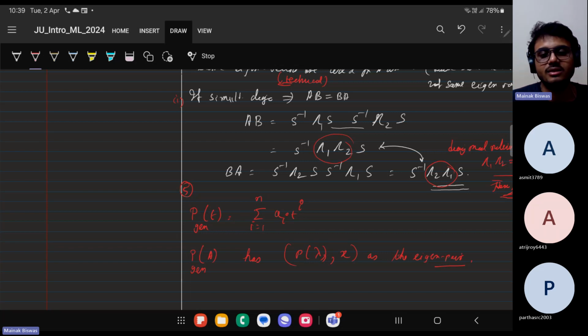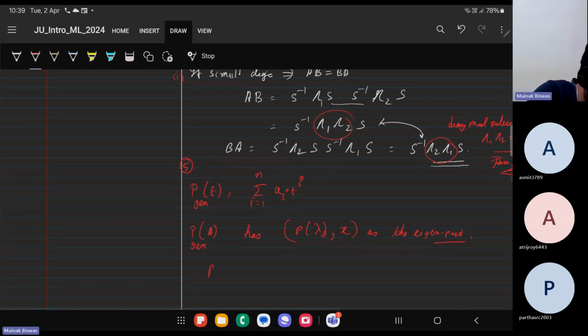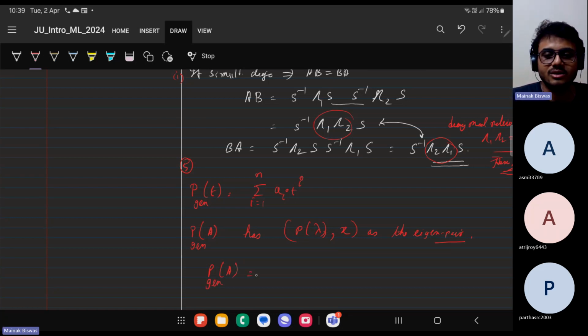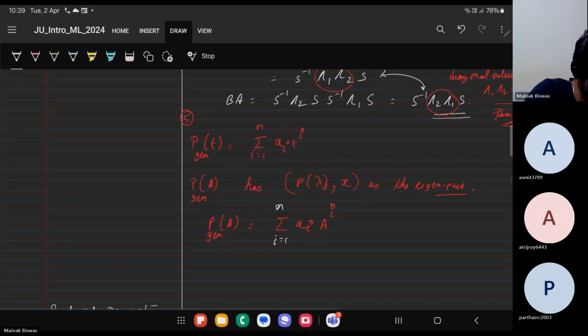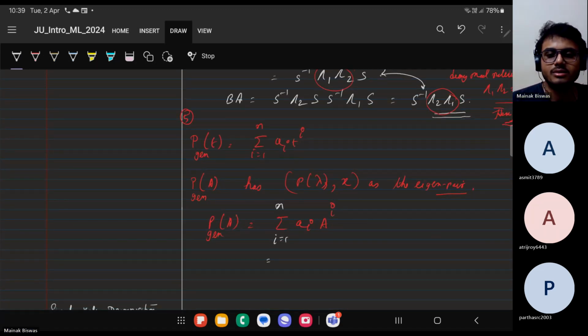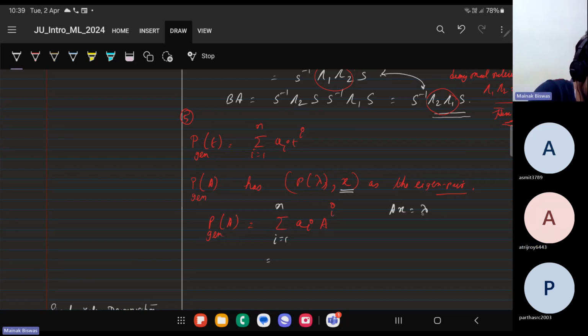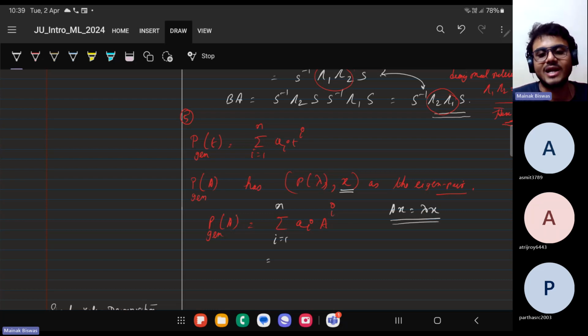Is the question clear? What is P(A)? It is a matrix, right? Is it a matrix or not? What is A to the power i? I'm doing it anyway. You will not do it, I know. So let me do it. Is this okay? Now if x is an eigenvector, then Ax is equal to lambda x. Yes or no? I want you to have this practice. That's why I'm telling. Ax equals lambda x if x is an eigenvector.